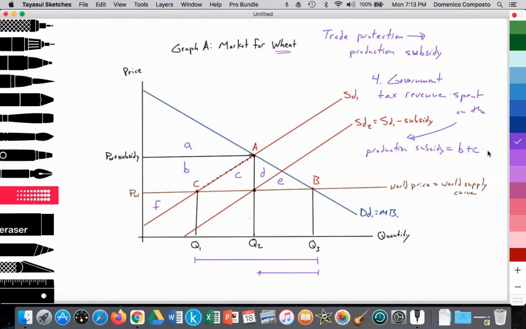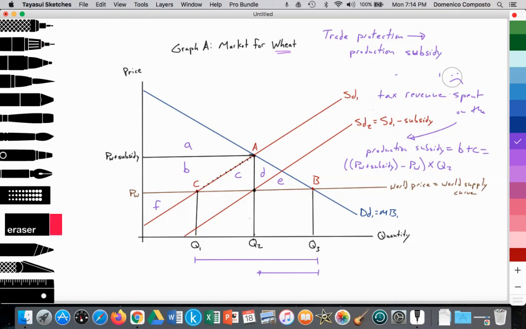B plus C, and that's also equal to PW plus subsidy minus PW, right, which is the height here, multiplied by the base of Q2, which provides us, again, the value of this rectangular area. So the government is worse off because they incur an opportunity cost. They could have spent that tax revenue in providing some other public good or service. All right.